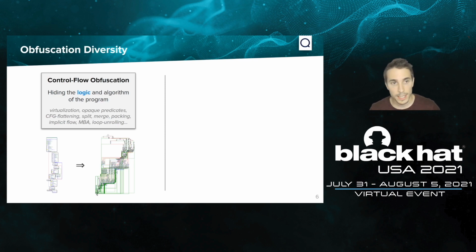The first one is the control flow obfuscations, where the goal is to hide the logic of the flow of execution. So at the bottom you see a small CFG of functions, and on the right the obfuscated versions of the exact same functions. So there's plenty of obfuscations for doing so, like virtualization, flattening, opaque predicates, and so on.